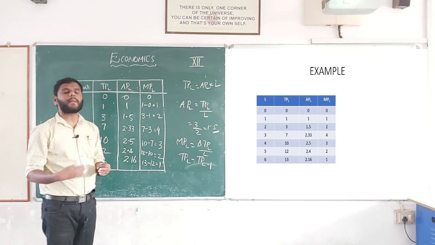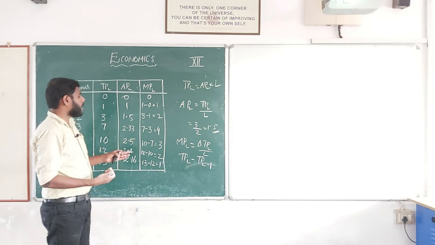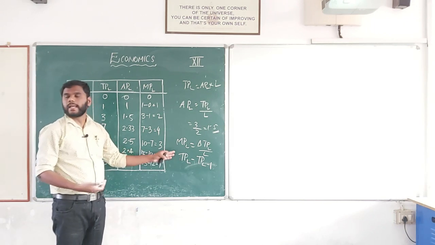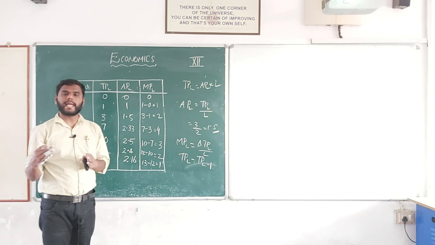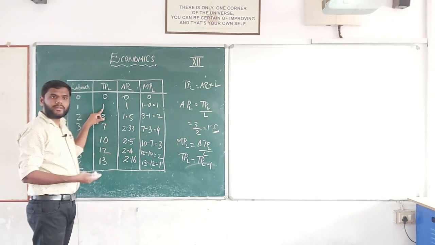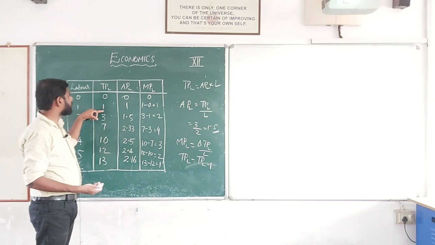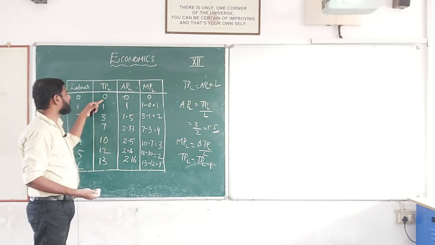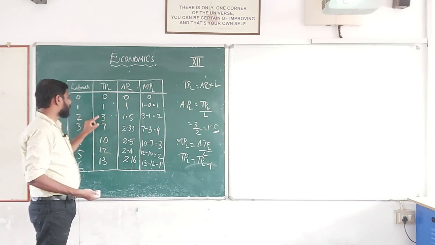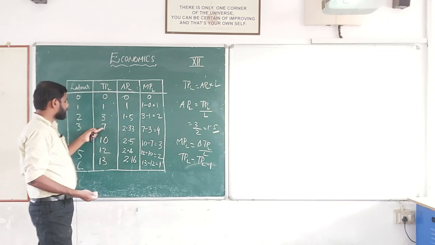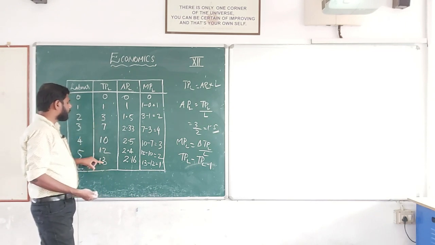We can find out the marginal product by using this equation, that is TPL minus TPL minus 1. That is, for each L, subtract the previous one: 1 minus 0, 3 minus 1, 7 minus 3, 10 minus 7, 12 minus 10, 13 minus 12.